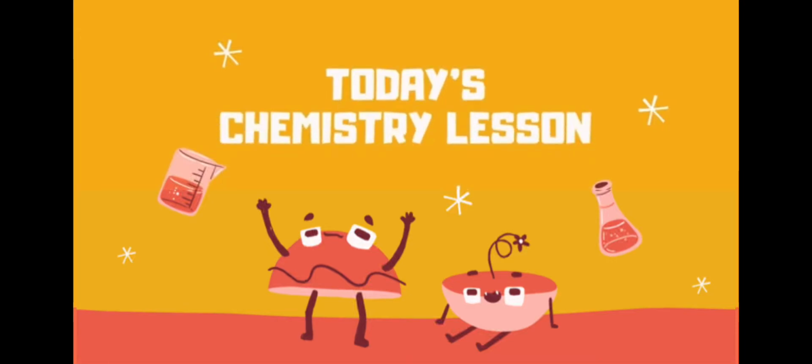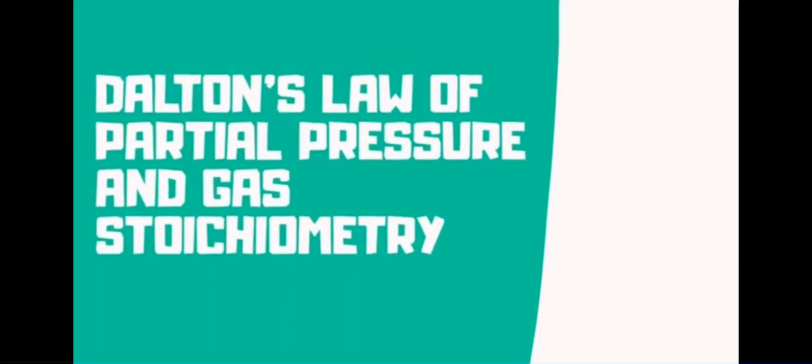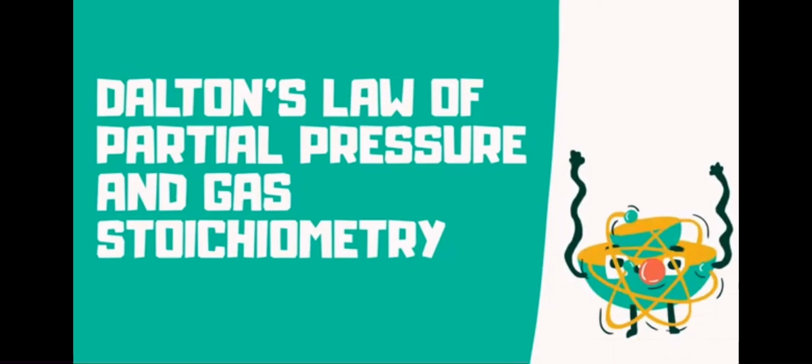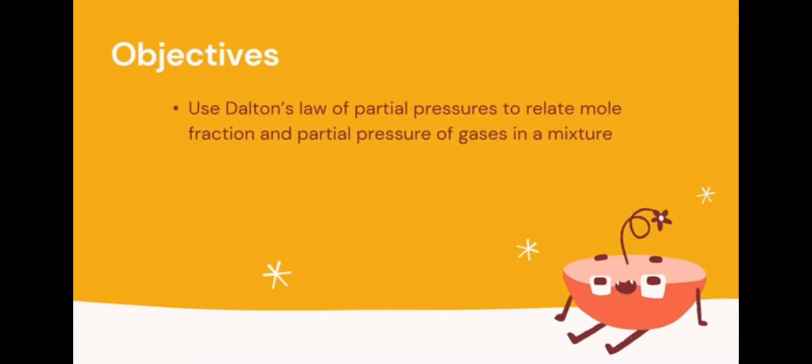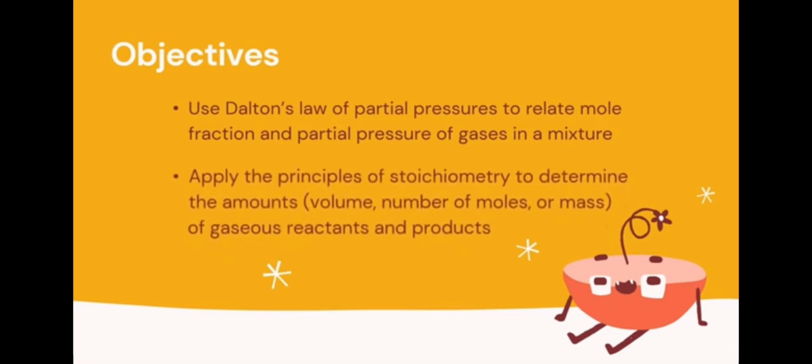Today's chemistry lesson is about Dalton's law of partial pressure and gas stoichiometry. Our objectives for this lesson are to use Dalton's law of partial pressures to relate mole fractions and partial pressure of gases in a mixture, and apply the principles of stoichiometry to determine the amounts, volume, number of moles or mass of gaseous reactants and products.